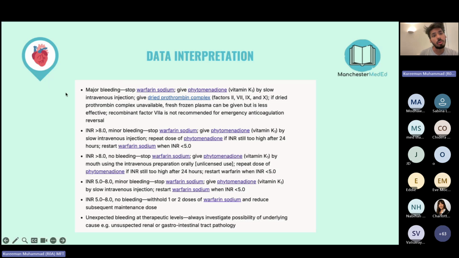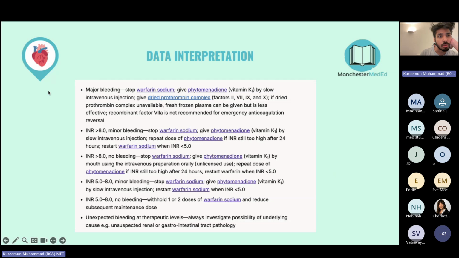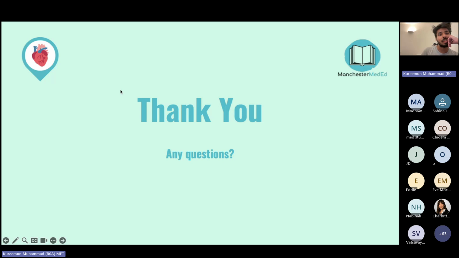So it tells you what to do: stop warfarin, give vitamin K, and restart it when the INR is less than 5. It should be slow IV. I think that one says oral PO, so that's why it's not the answer. It's by slow IV injection. And this is the end.